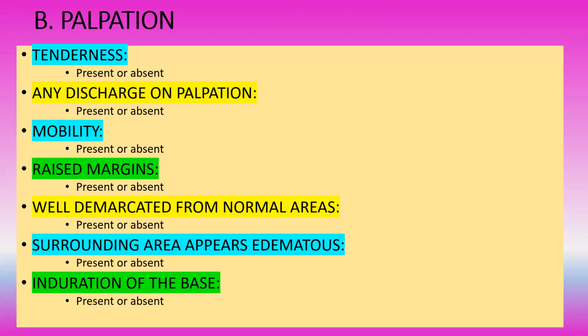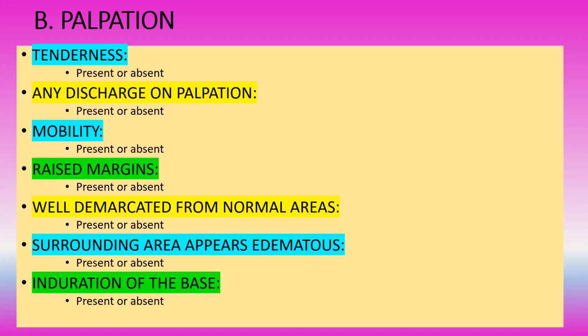The second part of clinical examination is palpation. Under palpation, the first thing that we need to check is for tenderness, whether the ulcer is painful or whether it is not. Next is the discharge on palpation. When you give mild pressure over the ulcer, whether you are able to find any discharge coming out of it or there is no discharge.